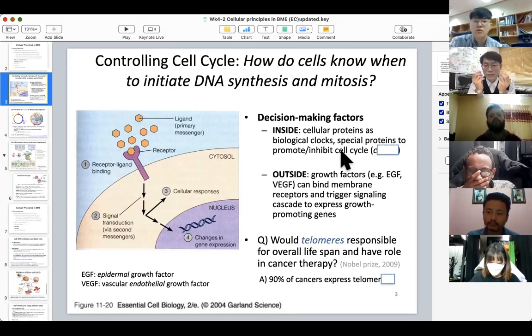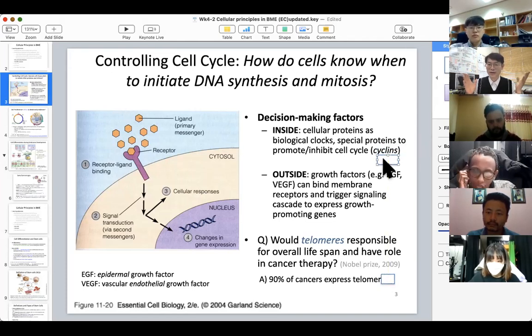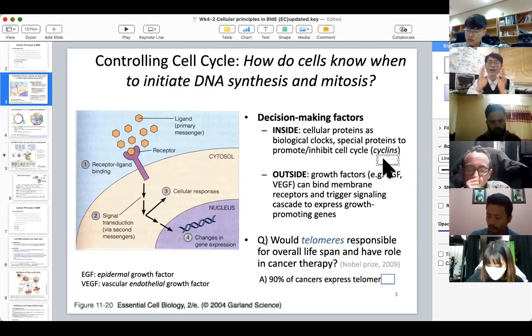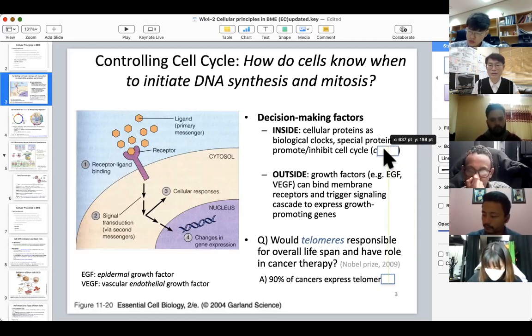Scientists studied some specific type of molecule that goes up and down together with the cell cycle. So they named the protein cyclin. Okay, so there is a molecule called the cyclin-dependent kinase, CDK, to allow this to happen.